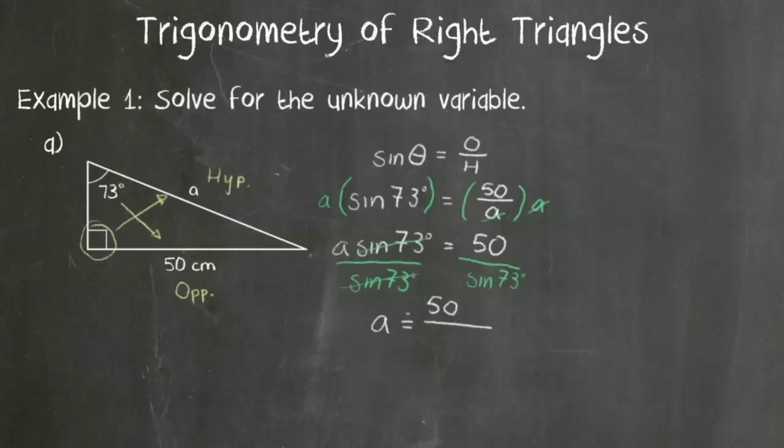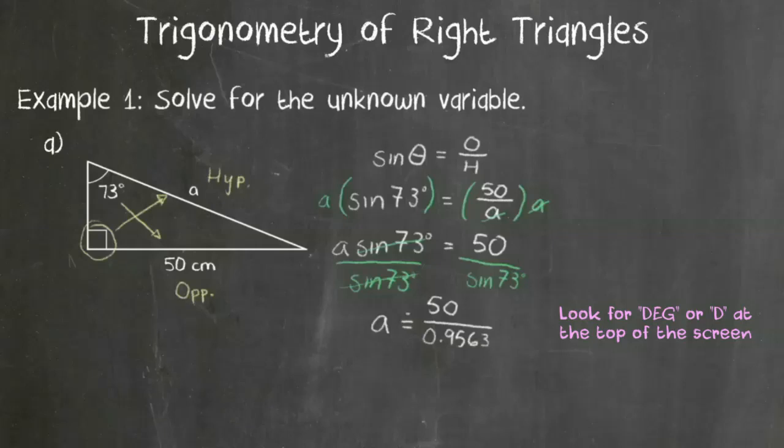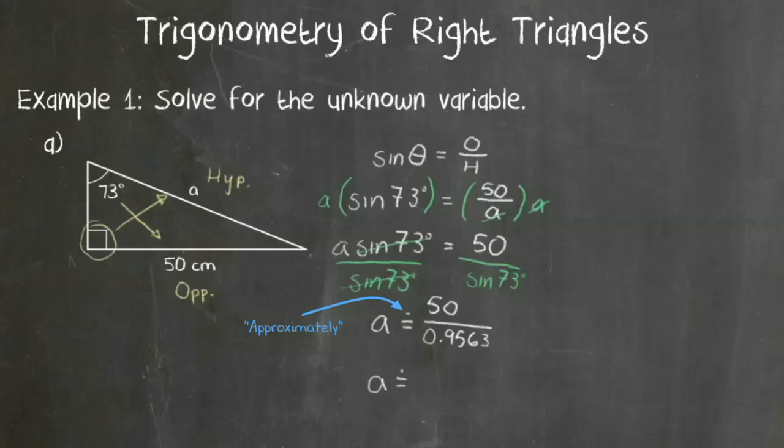We are going to evaluate sine 73 in our calculator. Make sure your calculator is in degree mode, and we're going to keep at least 4 decimal places. The other thing is we use a dot over the equal sign to show that we're approximating the value. Our last step is to do the division, and again we're going to round that to the nearest tenth, so A is equal to 52.3 centimeters.